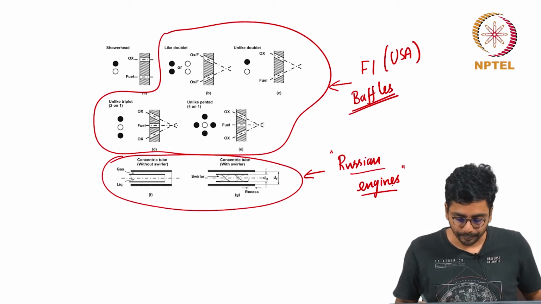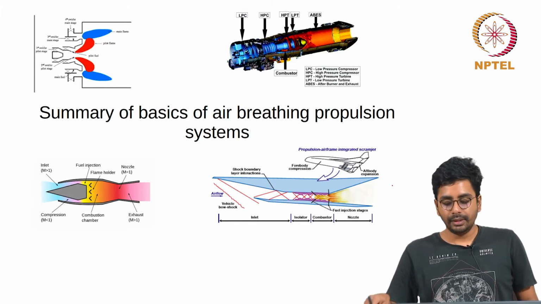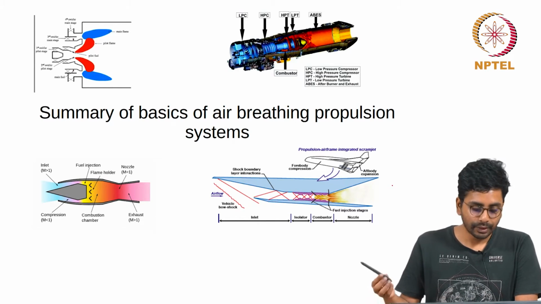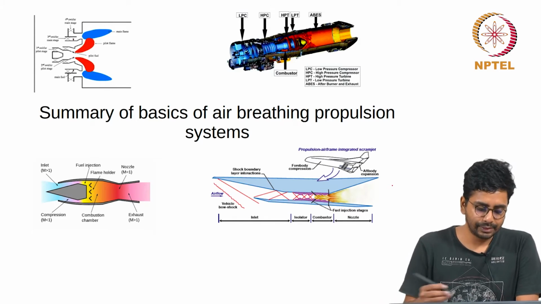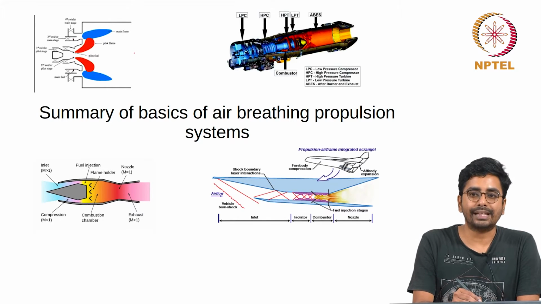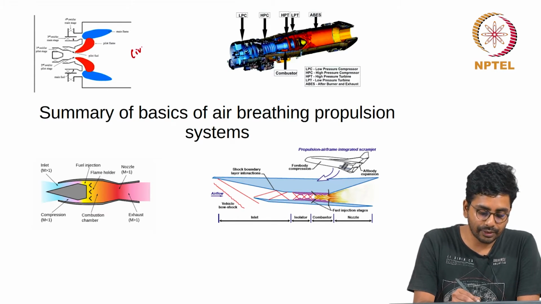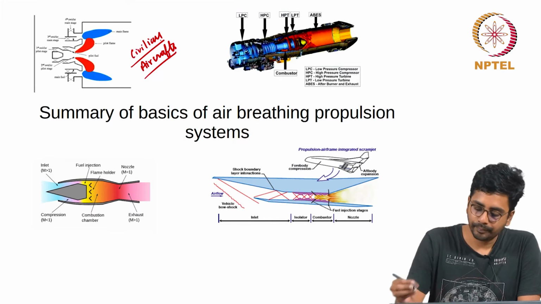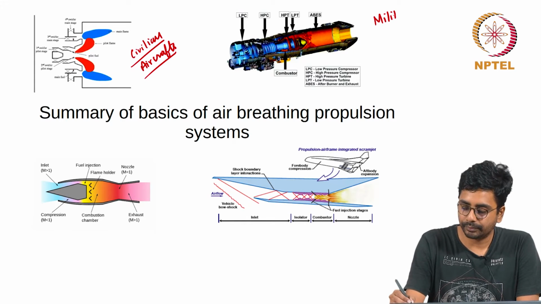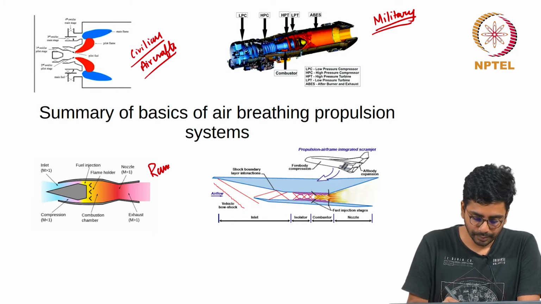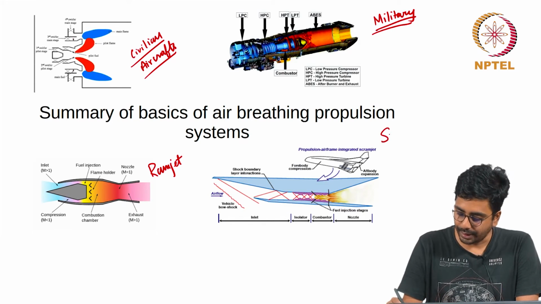Okay. With that, I will move on to air breathing propulsion systems. Four systems were discussed: combustion chambers, gas turbine combustion chambers for civilian applications, military, ramjet, and a scramjet.